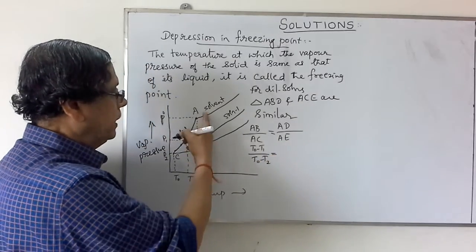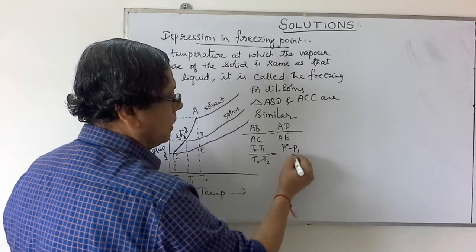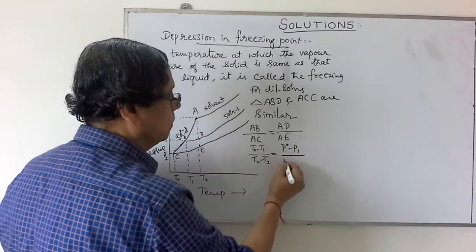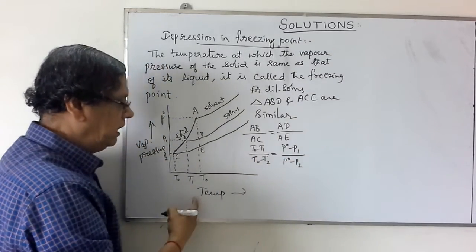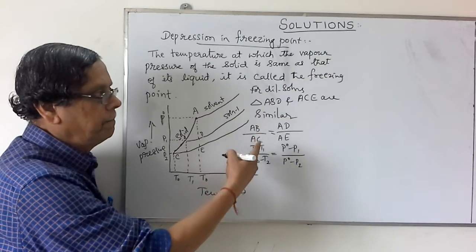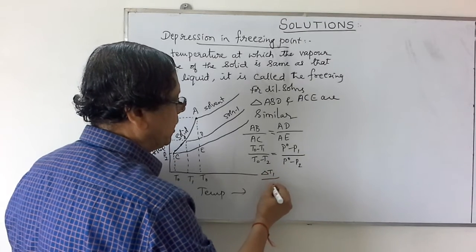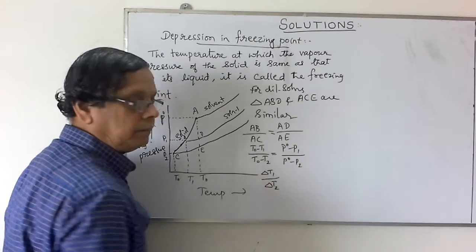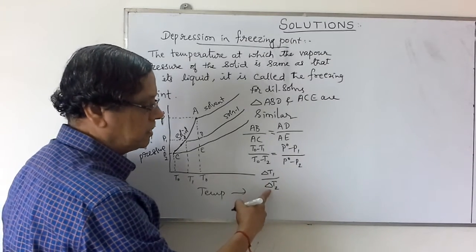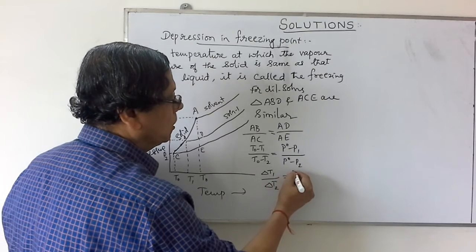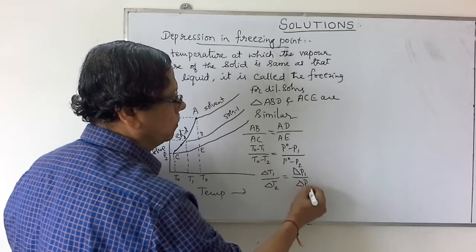That will be equal to AD is P0 minus P1 divided by P0 minus P2. T0 minus T1 is called the depression in freezing point for solution 1. So it is indicated as delta T1 divided by delta T2. Decrease in the freezing point of the solvent, so solution 1, solution 2, will be equal to the lowering of the vapor pressure delta P1 divided by delta P2.